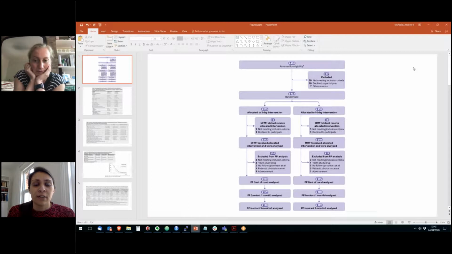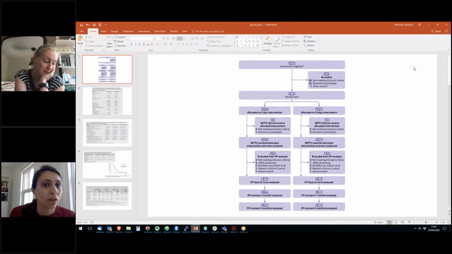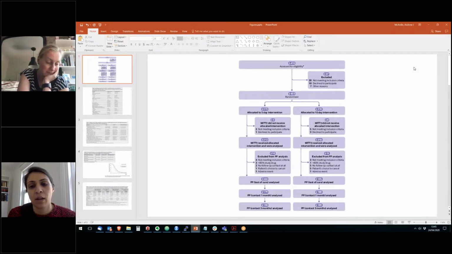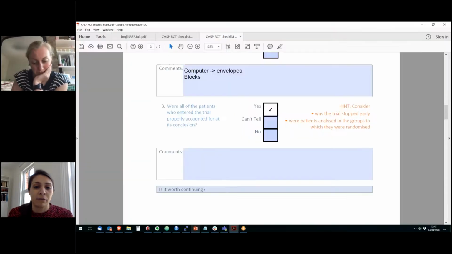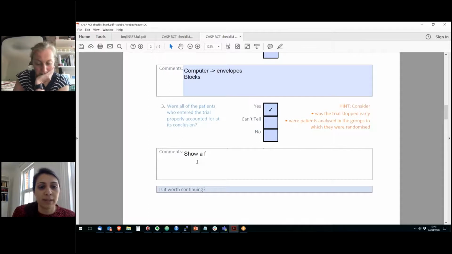So the point here isn't that they kept everyone in the study, but that you know what happened to people, even if people did drop out. The reason to do this, and the importance of it, is to avoid the selection bias that might come out of dropping out in an unequal manner.